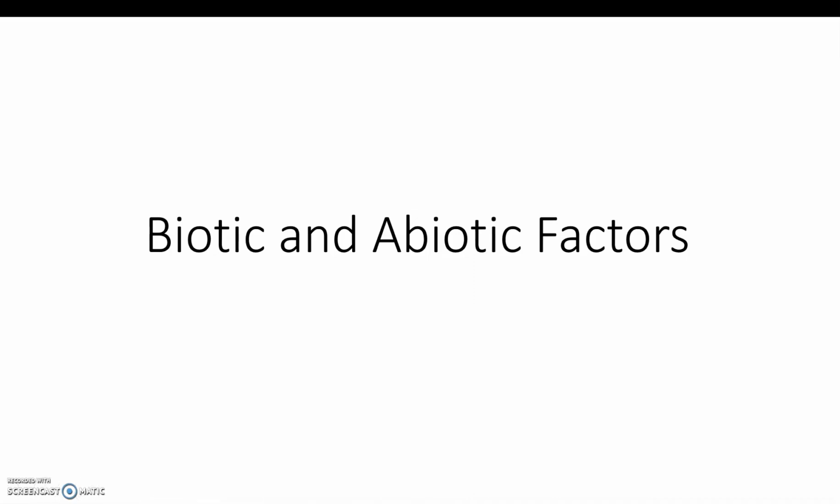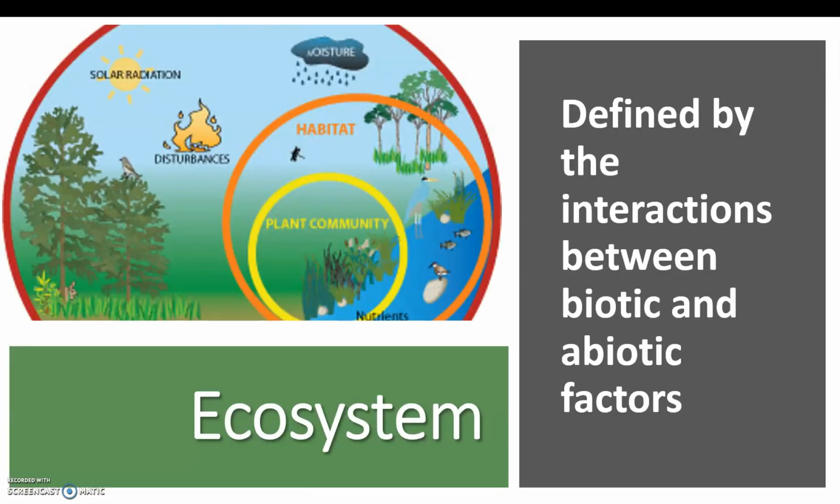Today, we will be going over biotic and abiotic factors. An ecosystem is defined by how the living and non-living parts depend and associate with each other and their environments. The relationship between the two is what shapes the ecosystems that we see today.